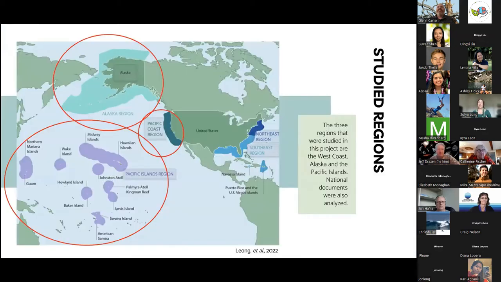So my project is a small piece of this larger work that's being conducted at NOAA. I looked at only policy documents and only in 3 out of NOAA's 5 management regions. I studied policy in Alaska, the West Coast, and the Pacific Islands region, as well as some national documents as well.